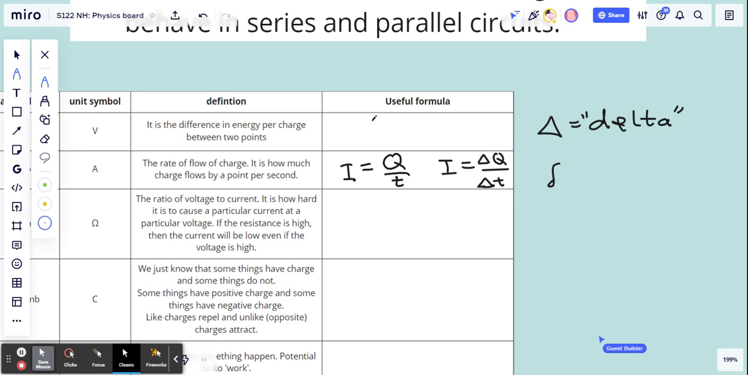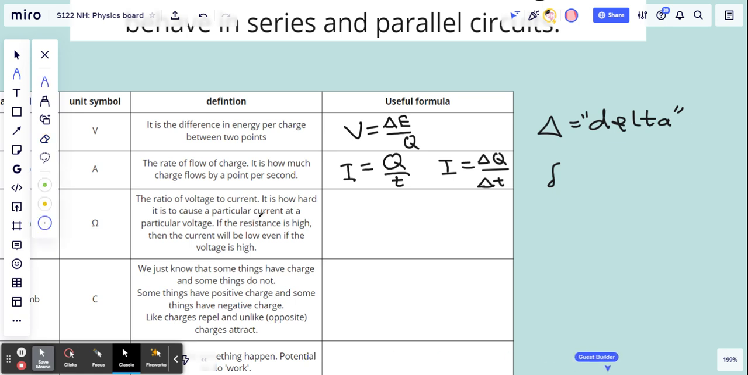So the formula for voltage, energy per charge, so voltage is going to be the change in energy over a change in charge. In fact, I don't think you'd use delta there, actually, just energy per a particular amount of charge.